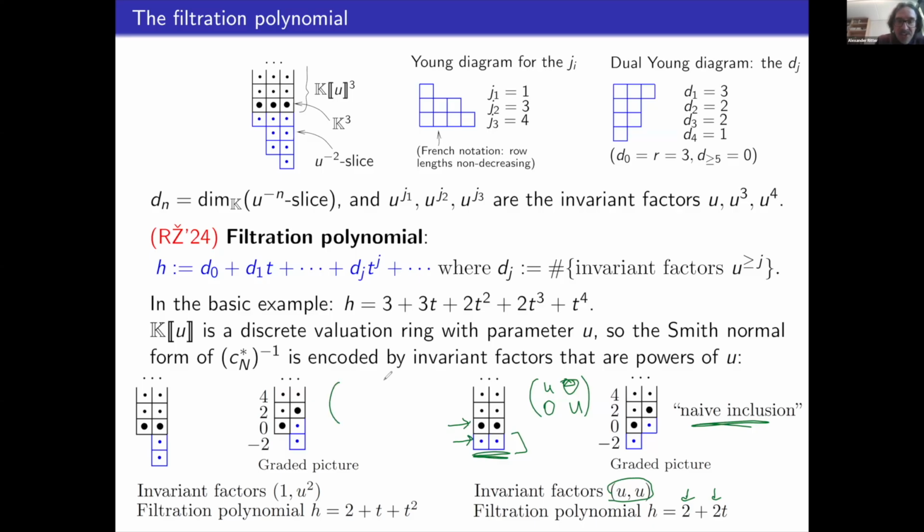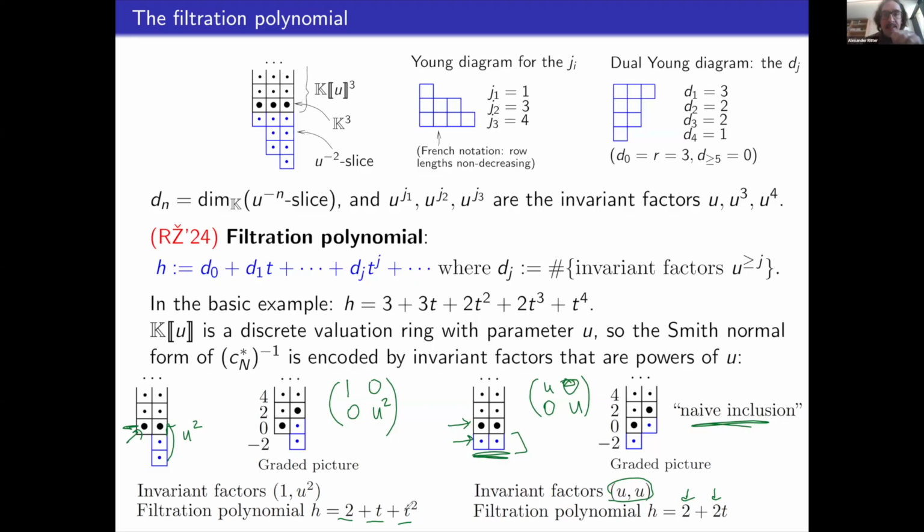On the other hand, what actually happens for T star CP1 is you get this interesting map, where one class suddenly becomes U squared divisible, but the unit does not become more U divisible. So you have invariant factors 1 and U squared. And so here the slice dimensions 2, 1, and 1 become these coefficients of the filtration polynomial. So again, you see the filtration polynomial is just encoding all of these discrete invariants packaged up in a nice way.